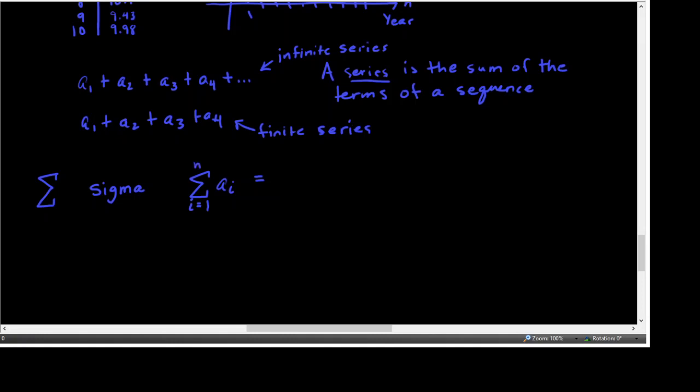And of course, what that means is we're going to start with 1 and put 1 into that formula for I. So that'll give us a sub 1. Then plus, because it's sigma, that means add. Then we're going to put 2 into that formula, which gives us a sub 2. Plus, now put 3 into the formula, a sub 3. Plus, keep doing that until you finally put in n. And once you've put n into your formula for I, that's your last one, and you're done.